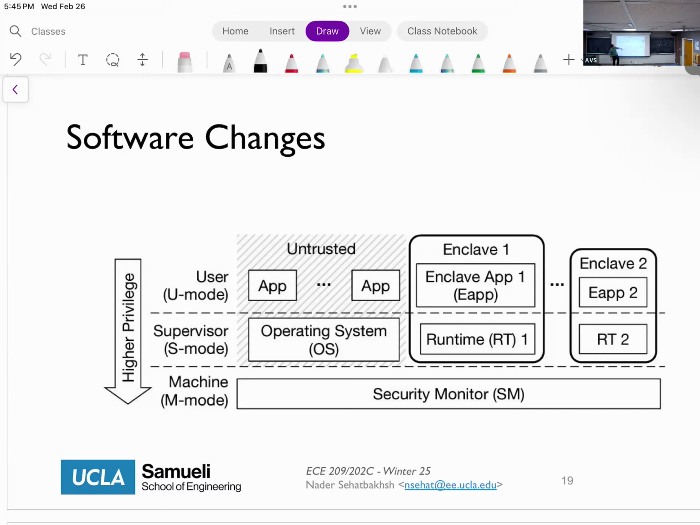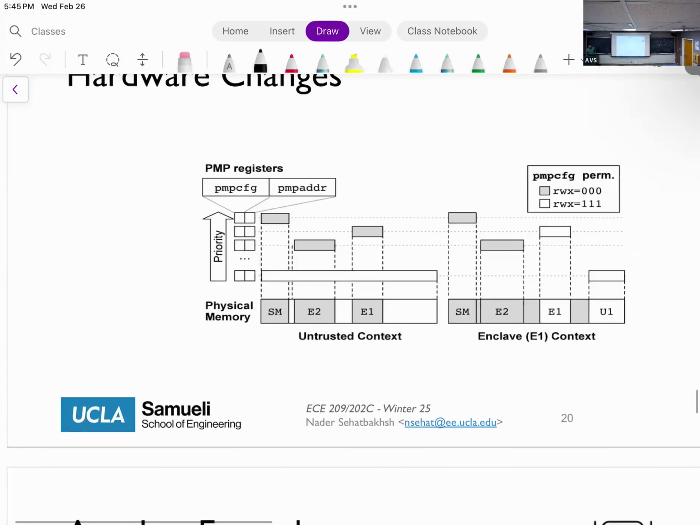The way you support this is that you have the user mode, a supervisor mode, which has the runtime, and then what we call the machine mode, which still has the security monitor. How do we actually achieve that? They have these PMP registers, physical memory protection registers, that allow you to say which of these belong to what. Remember, in TrustZone, we only had one bit. In a design like RISC-V, you have different registers with multiple bits. So now you can differentiate, saying, okay, this part of the memory is for the SM, this part for enclave 1, this part is enclave 2, and so on and so forth.